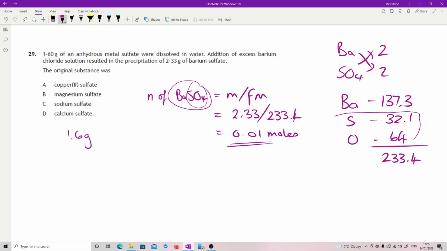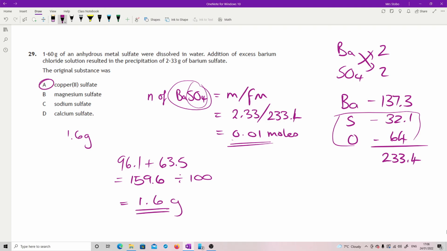If I just take my sulfate here, that's 96.1. Add in copper, and that's 63.5. That gives me 159.6. I'll divide that by 100. And I get 1.6 grams. So there's your right one. And that is probably the easiest way to run this. Not even probably, this is the easiest way to run this.